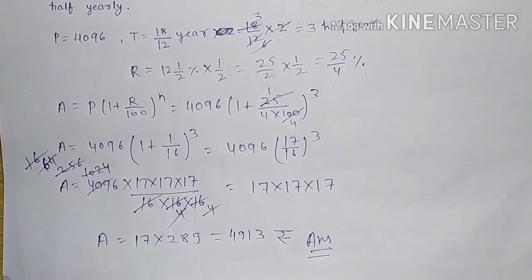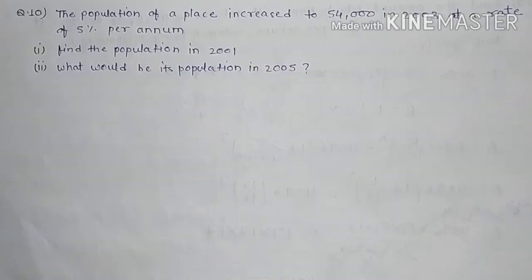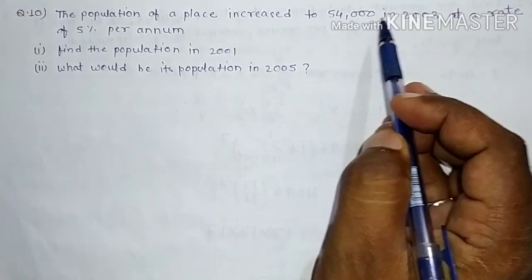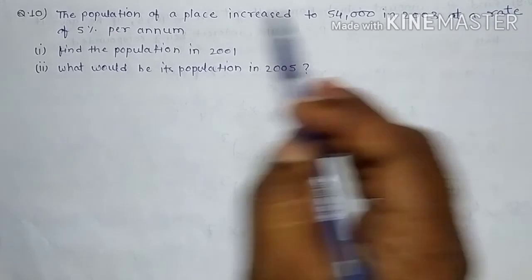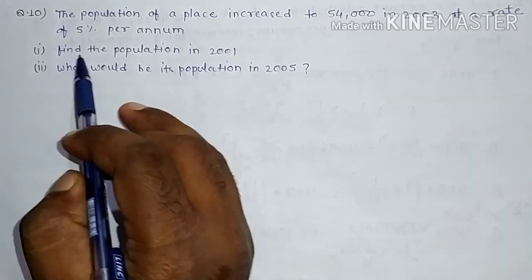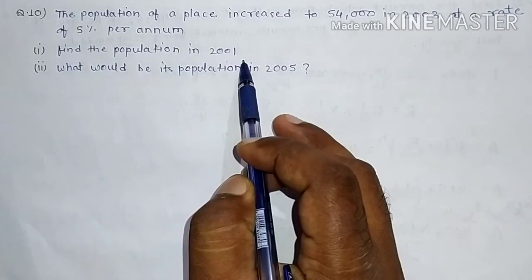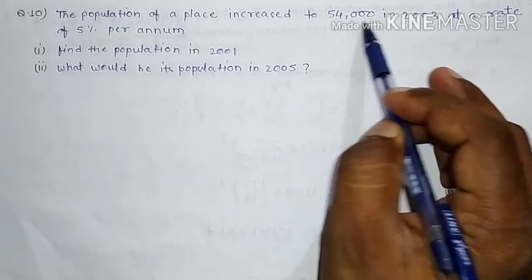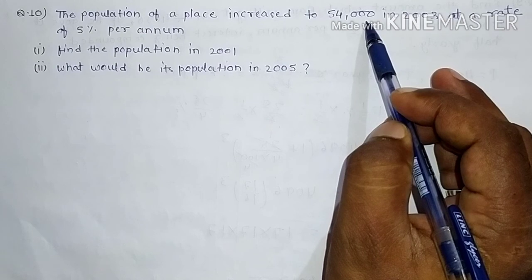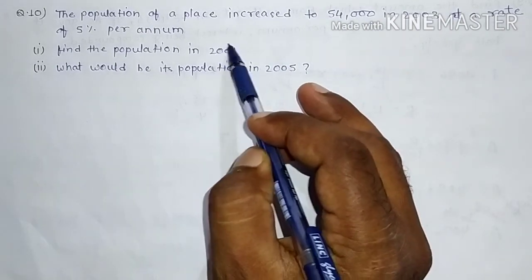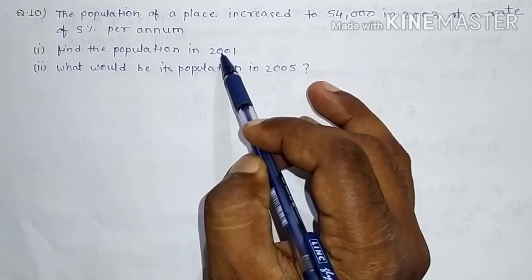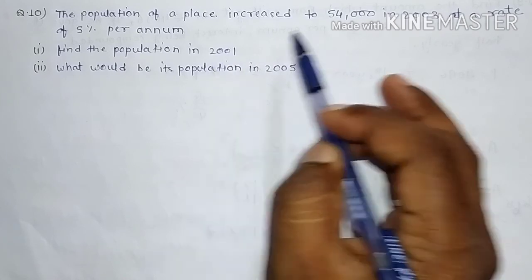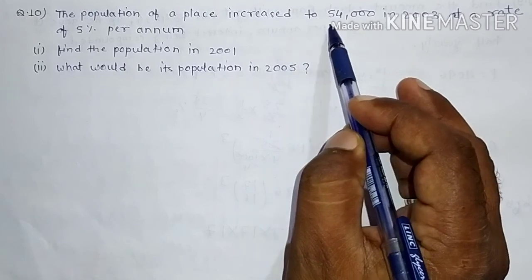Now the next question, that is question number 10. The population of a place increased to 54,000 in 2003 at a rate of 5% per annum. Find the population in 2001. In 2003, the population of a place is 54,000. We have to find the population in 2001. That means after 2 years, the population will be 54,000.